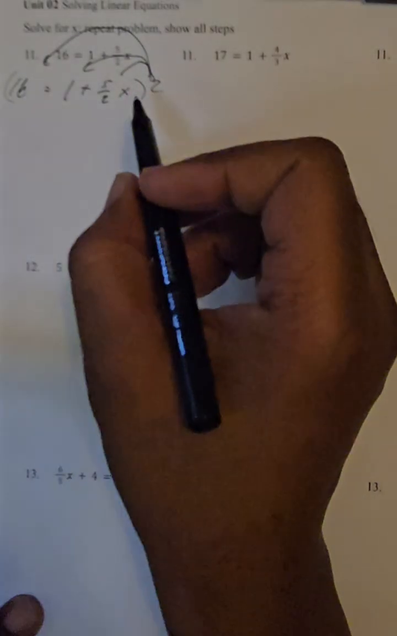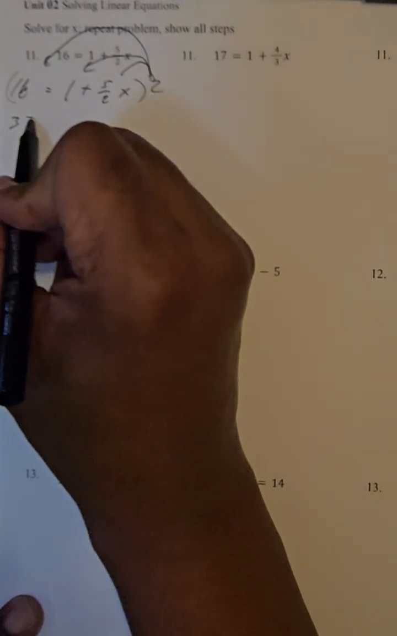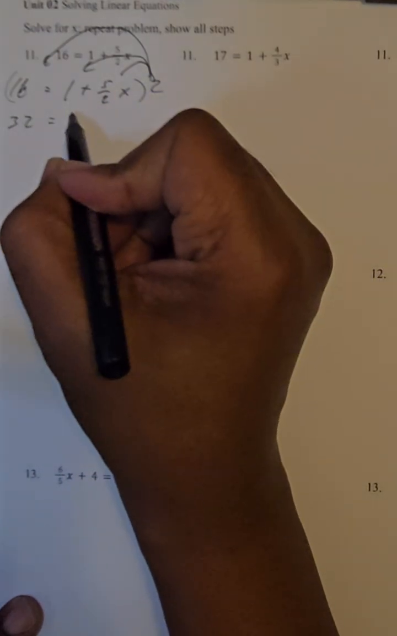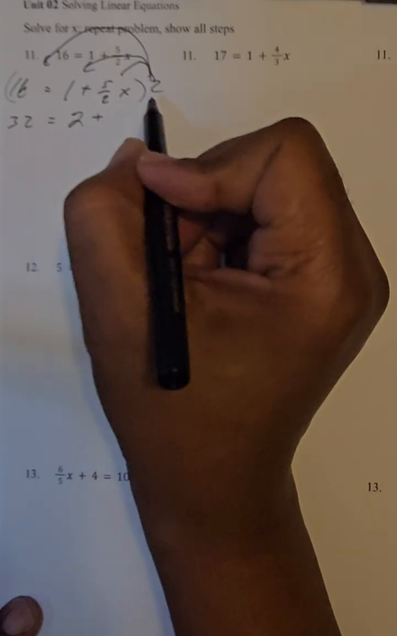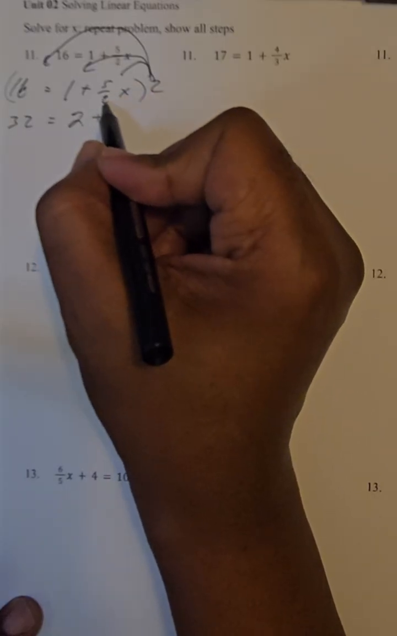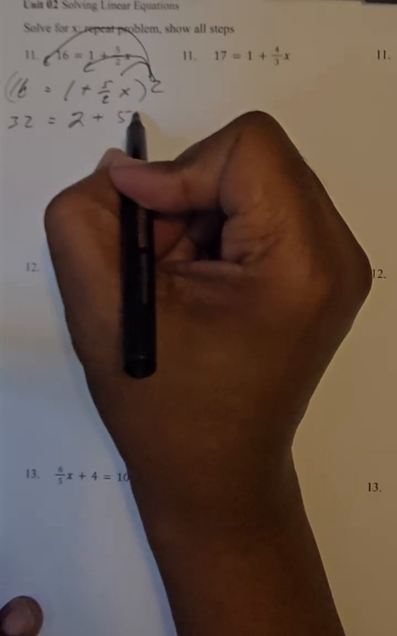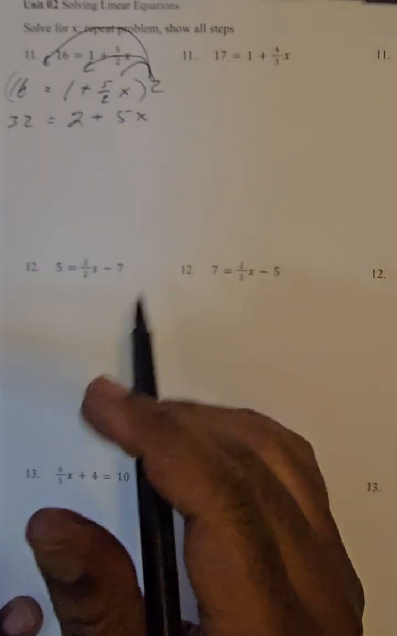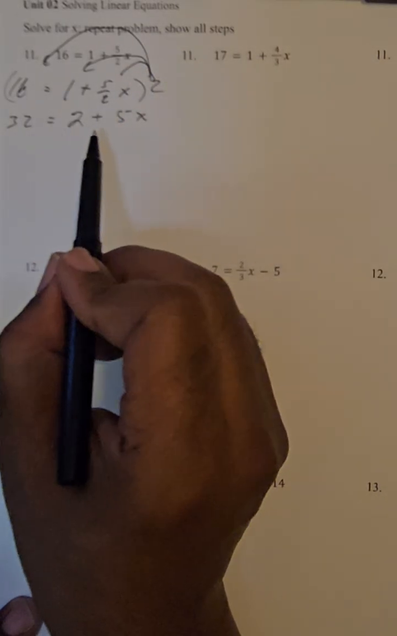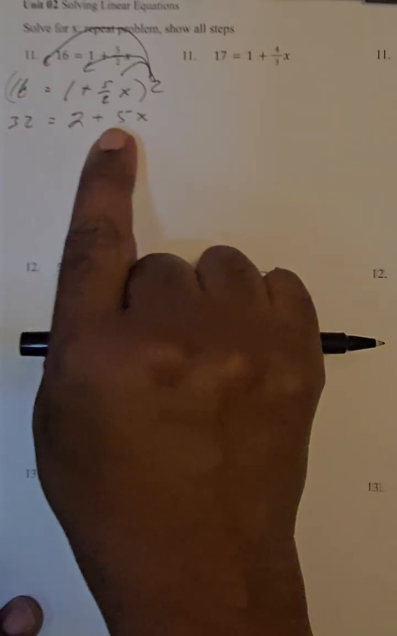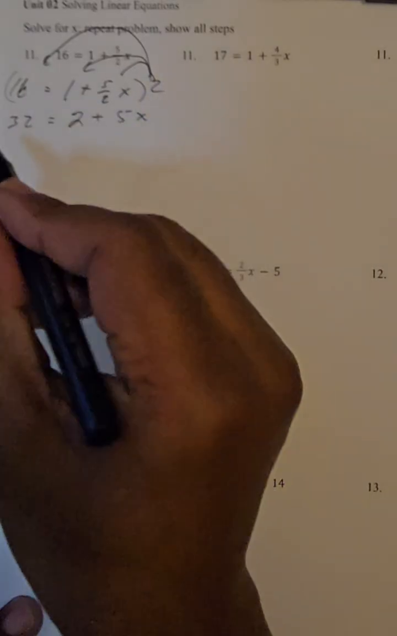over 2. Now, 2 times 16 gives us 32. 2 times 1 gives us 2 plus. And 2 times 5 over 2, the 2's cancel, leaves us with 5x. Okay, from here, we want to eliminate the 2, the adding 2, and the multiplying 5.